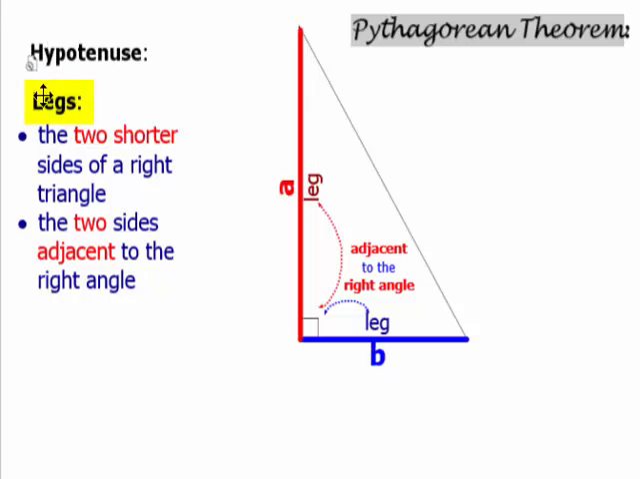Now in a right triangle, we have the hypotenuse, but we also have legs. Legs are our second word. The legs are the other two sides of a right triangle. They're always adjacent to the right angle, so they both run into the right angle. So there's the hypotenuse that's across from it, and then the adjacent sides run into it.